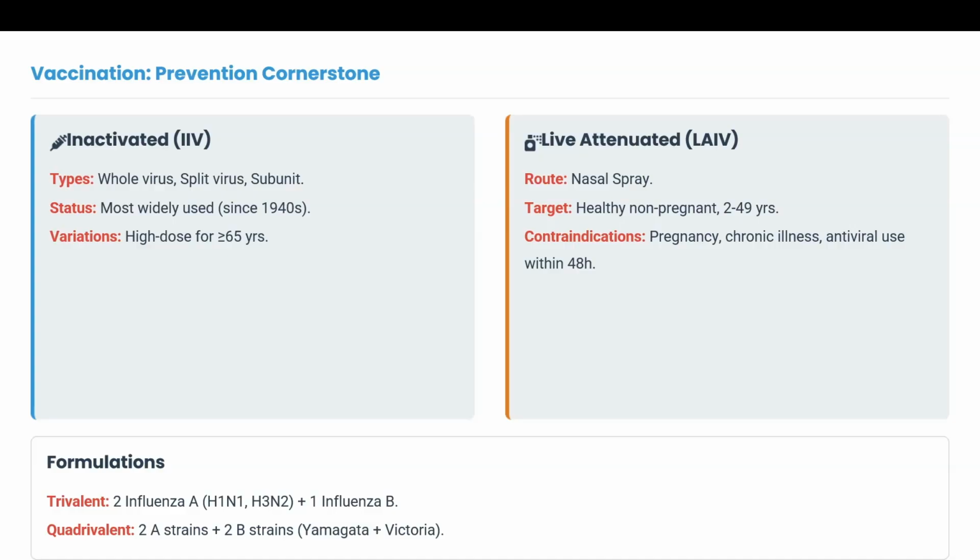Contraindications are pregnancy, chronic illness, and antiviral use within 48 hours, as its efficacy as well as safety is not clinically established, and there are no RCTs showing its clinical safety in these patients. As for formulations, a trivalent vaccine and a quadrivalent vaccine are available. In trivalent, there are two influenza A subtypes, H1N1 and H3N2, plus one influenza B subtype. In quadrivalent, two A strains and two B strains are available.